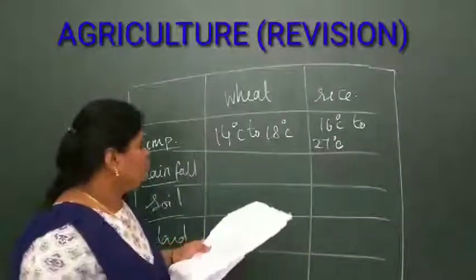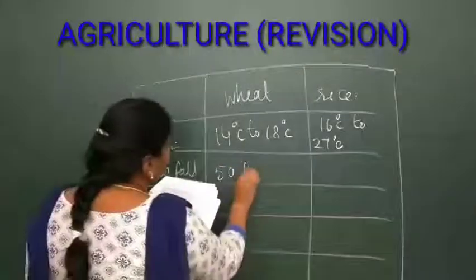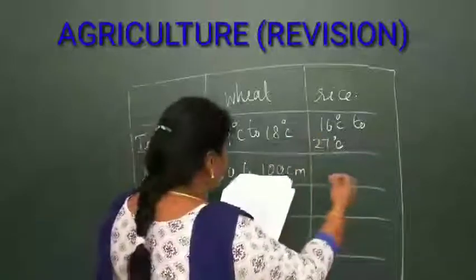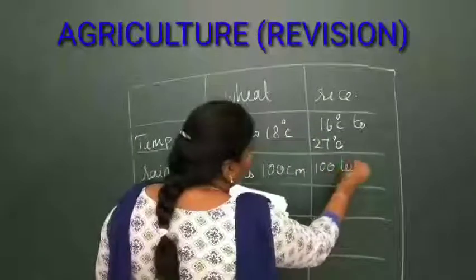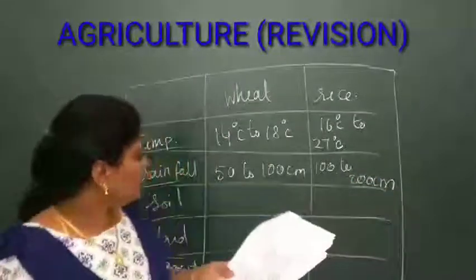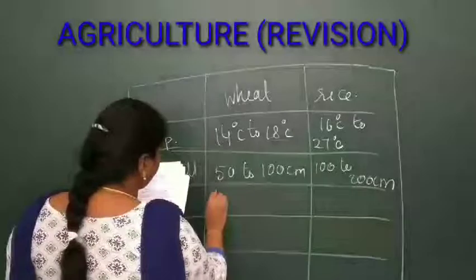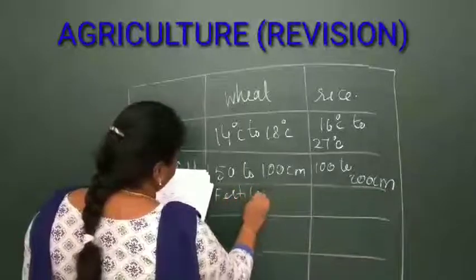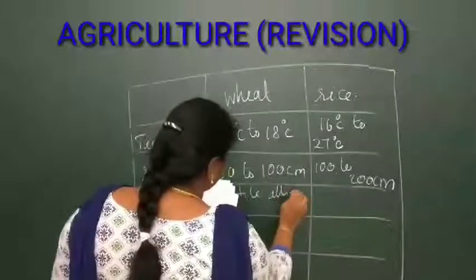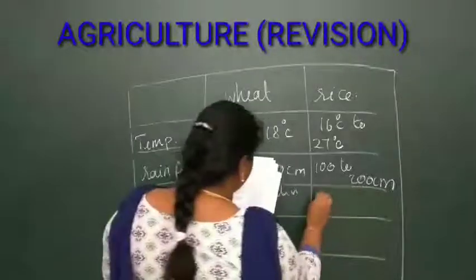Okay. So then if you see rainfall, what is required for wheat is 50 centimeter to 100 centimeter. Okay. Then for rice, 100 to 200 centimeter of rainfall is needed. Okay, then the soil condition that is needed for wheat. Wheat should be fertile alluvial soil. Fertile alluvial soil is needed here, and here also alluvial soil is needed.